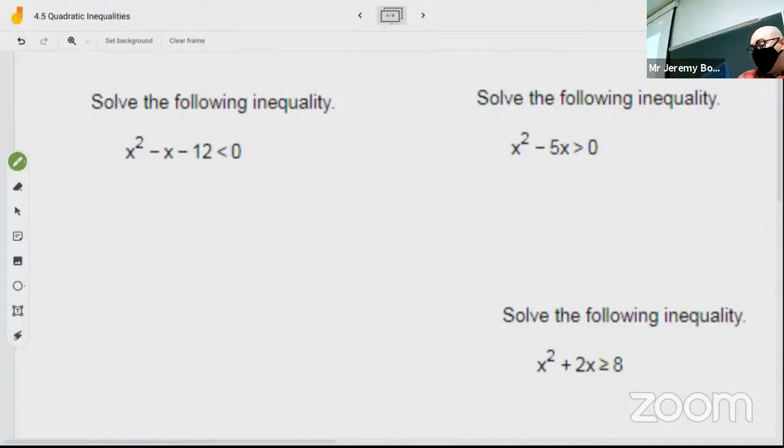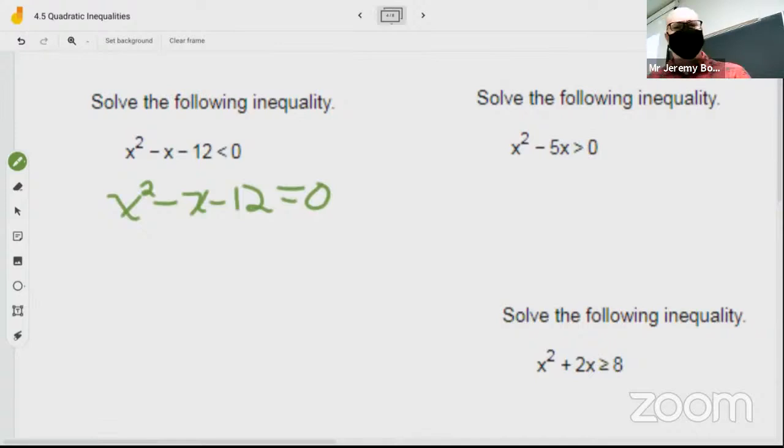But the first thing we're going to do now, since it's already set up, is make it an equation. We're going to make it equal to 0, so that we can find our x-intercepts, right? And so to solve this one, let's say we factor, and let's say it's going to be x minus 4 times x plus 3.